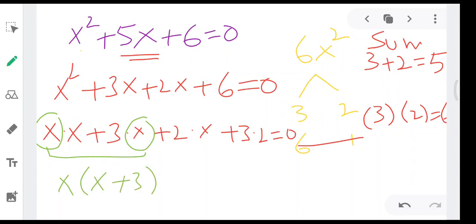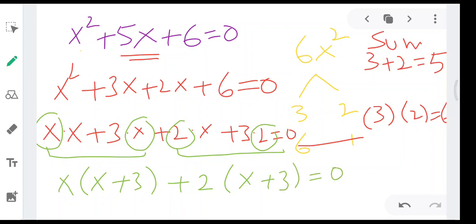And from here, what can I take common from these two? I can take 2 common. Remains the plus sign. What remains if I take 2 common? X plus 3, equals 0. So finally our factors are, what can I take common again? I can take x plus 3 common again. If I take x plus 3 common, remains x plus 2.